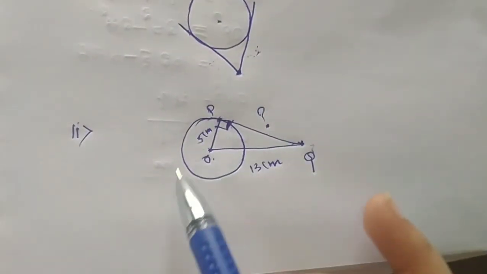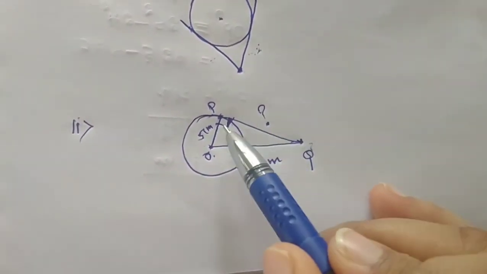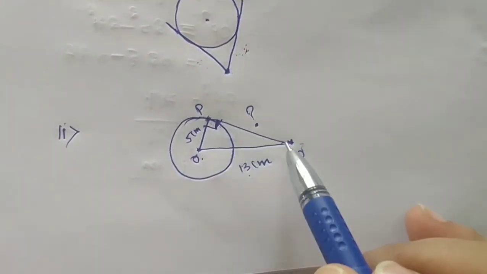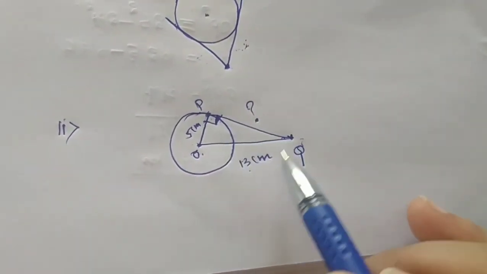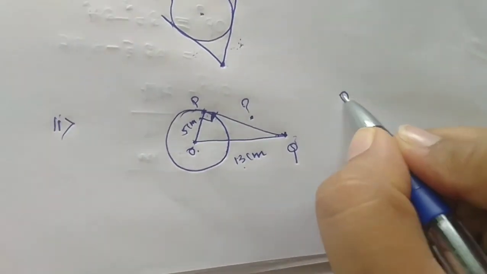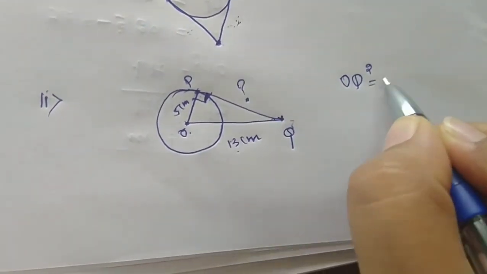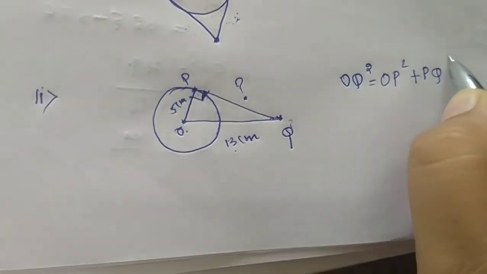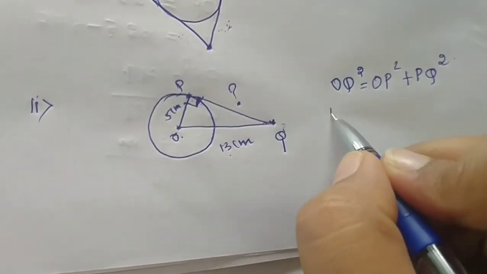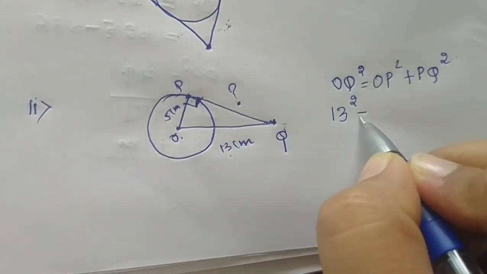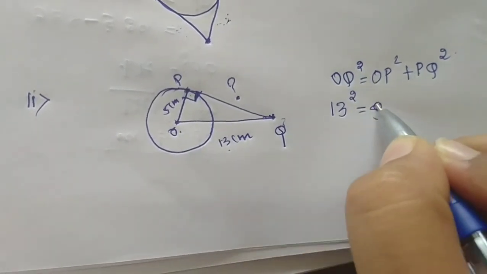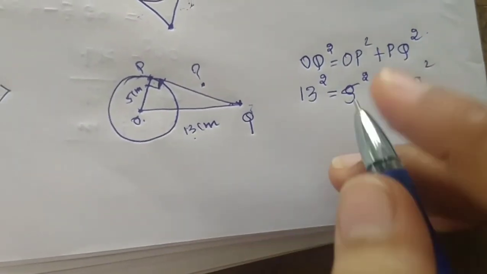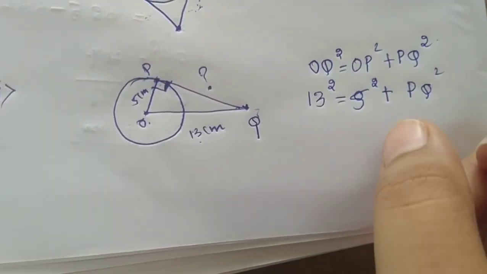So now here we can apply the Pythagoras theorem again, that is opposite to this is hypotenuse and this is adjacent side and this is opposite side, right? So now we have to use Pythagoras theorem, that is OQ square will be equal to OP square plus PQ square. Okay, so here OQ square is nothing but 13 square, OP square is nothing but 5 square plus PQ square you have to find now, right? So we don't know the value of PQ, you have to find.